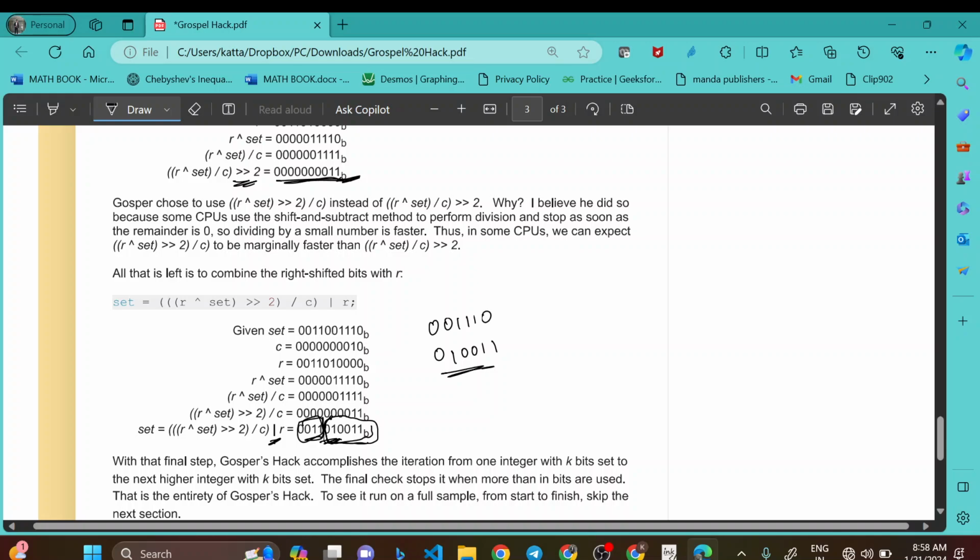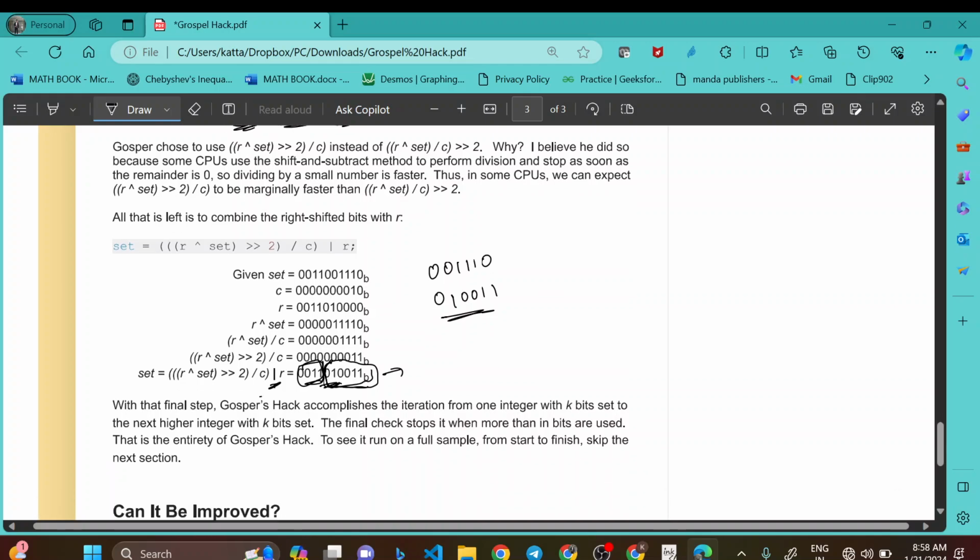After calculating r's or set right shift of 2 divided by c, we did an OR operation with r to get another combination. So this goes on till we reach the limit. I hope you have understood. This is a very lengthy explanation, but I've explained it in a very nice manner. So this is the procedure of getting another combination starting from one combination, right?